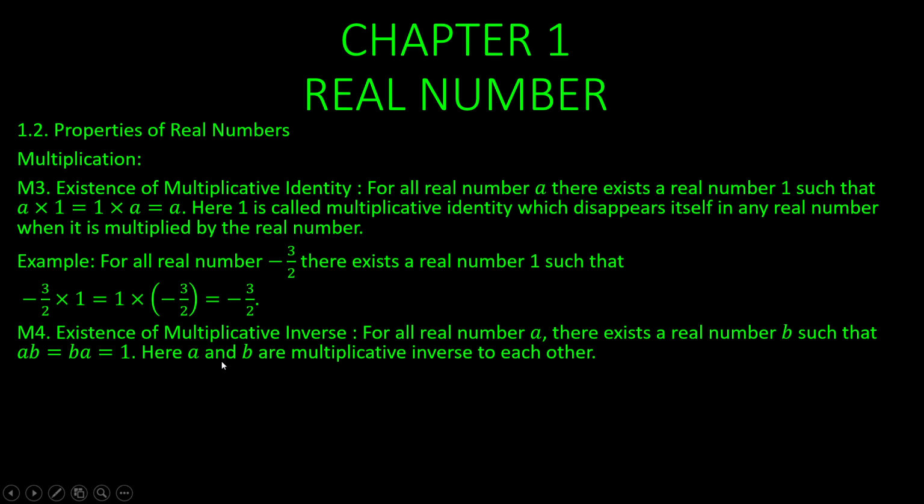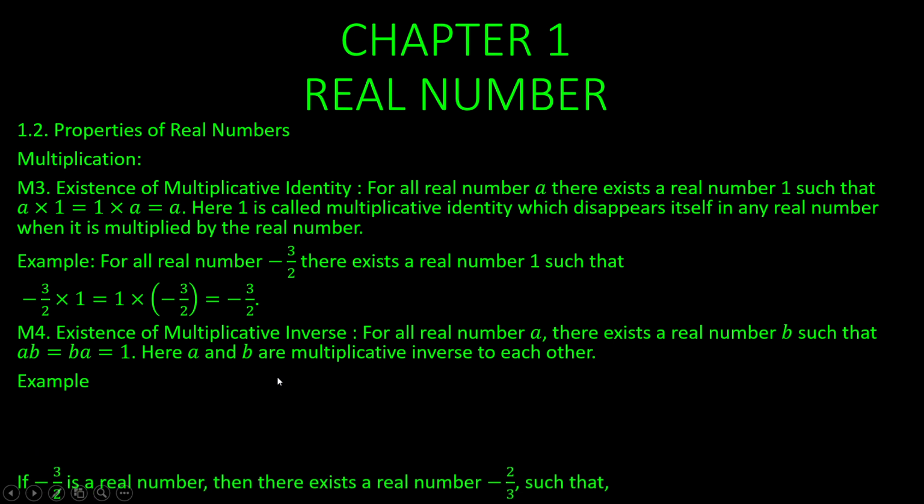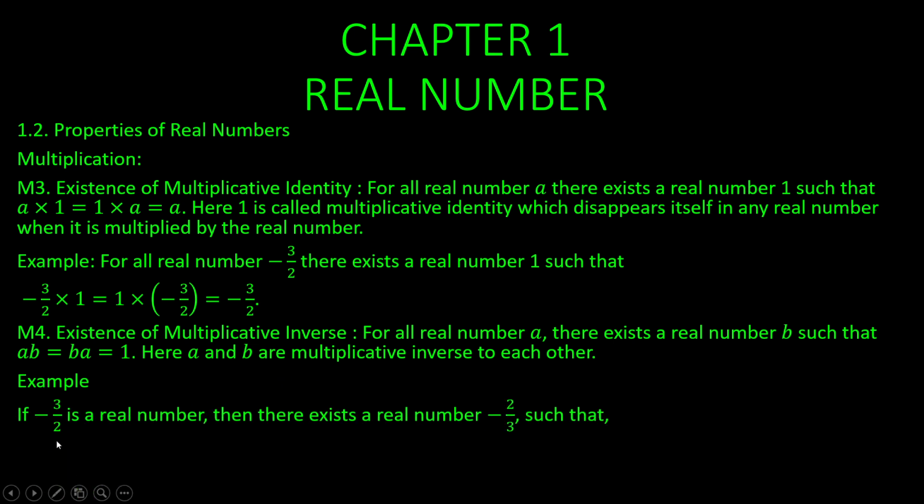M4, existence of multiplicative inverse. For all real numbers A, there exists a real number B such that AB is equal to BA equals 1. Here A and B are the multiplicative inverse to each other.